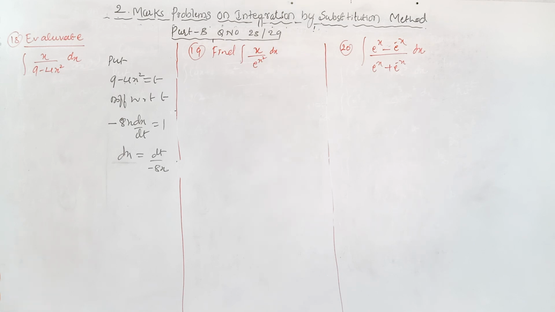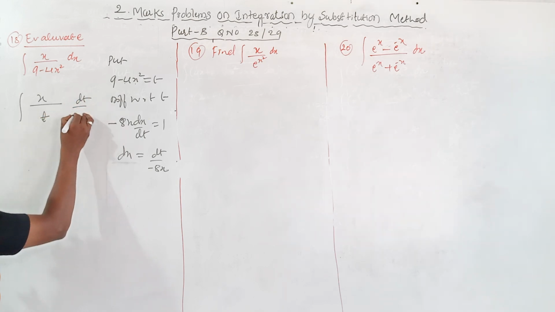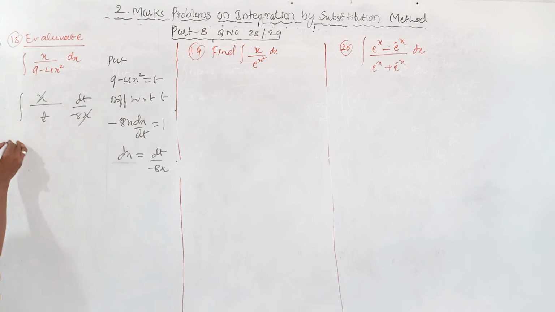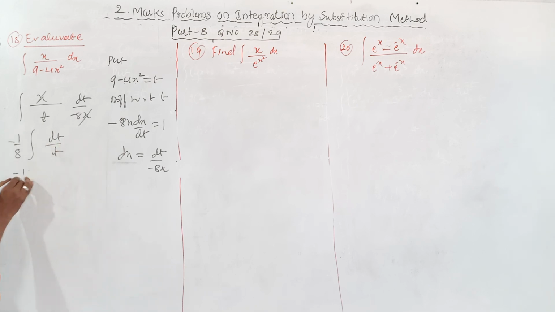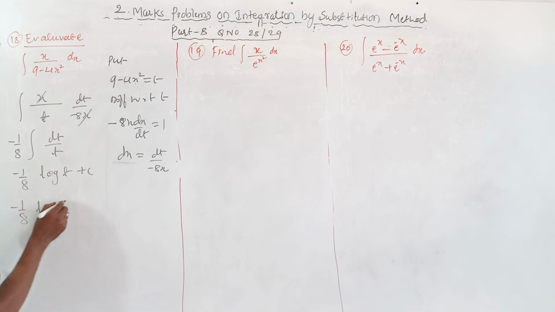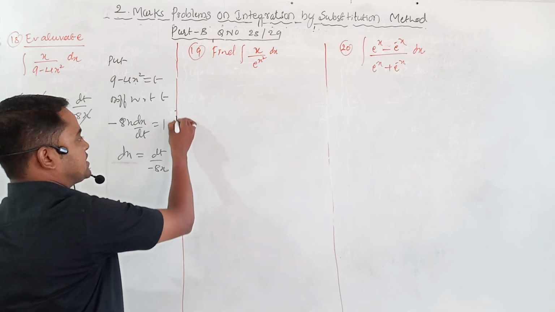Yes. Now come to here. This is x as it is. 9 minus 4x square means what? t. dx means what? dt by minus 8x. This x cancels. Take minus 1/8 outside. Integration of dt by t, minus 1/8. dt by t is what? Log t plus c. What is the value of t? The value of t is nothing but 9 minus 4x square. Minus 1/8 log of 9 minus 4x square plus c.